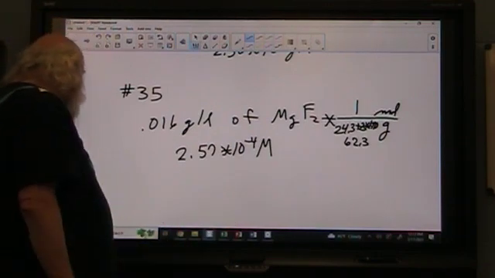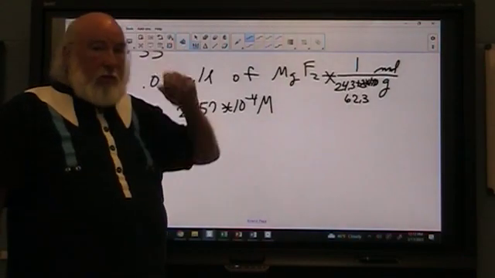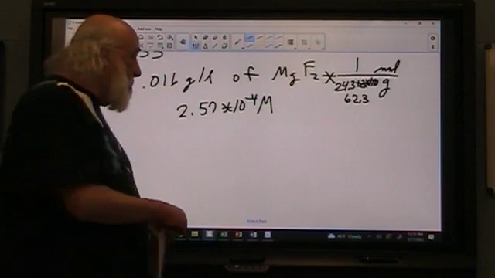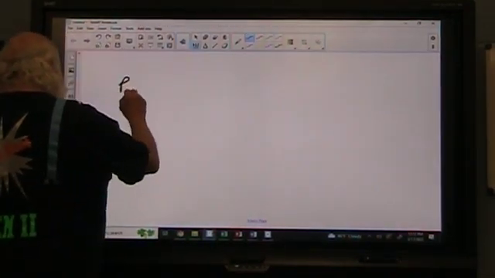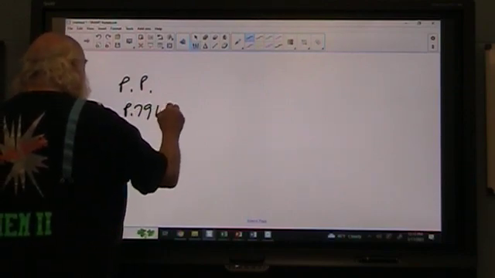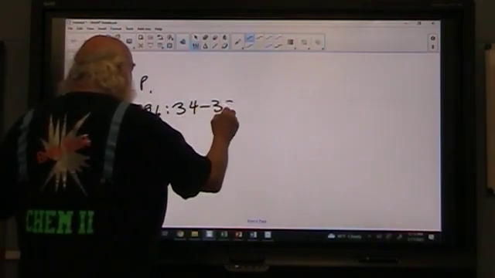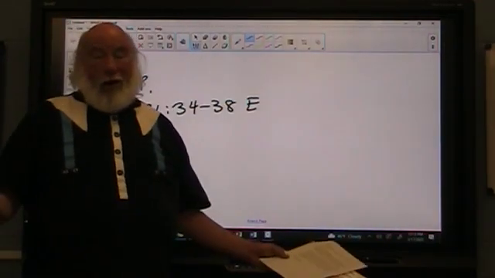Not outrageously multi-step levels like we had with the titration problems, but enough to challenge you a bit. So your assignment for your practice problems is page 796, 34 through 38 even. Okay? Have fun.